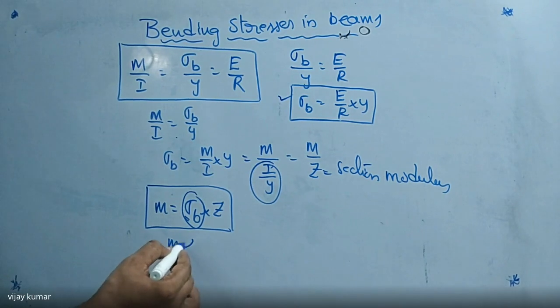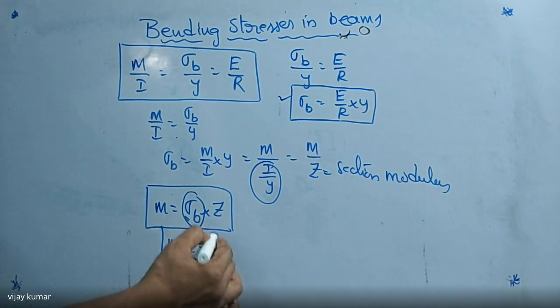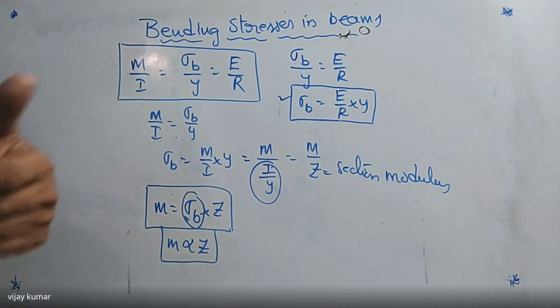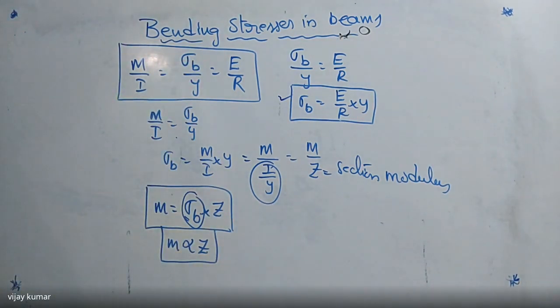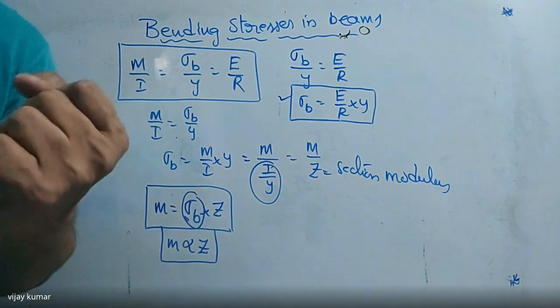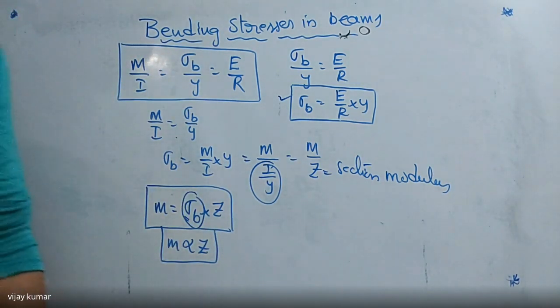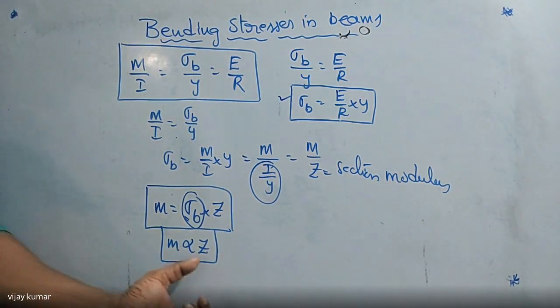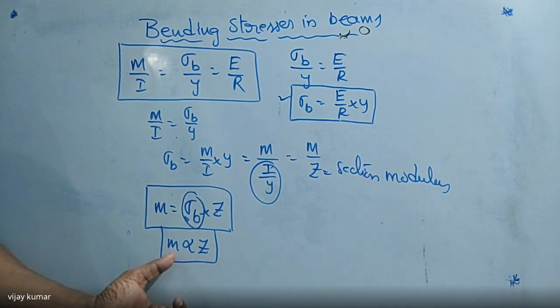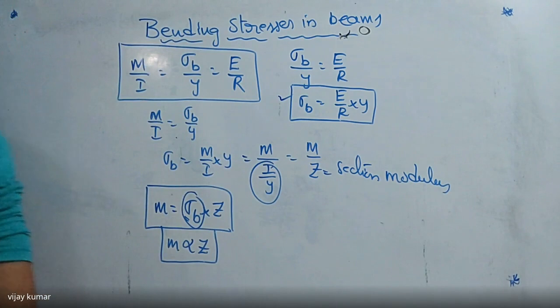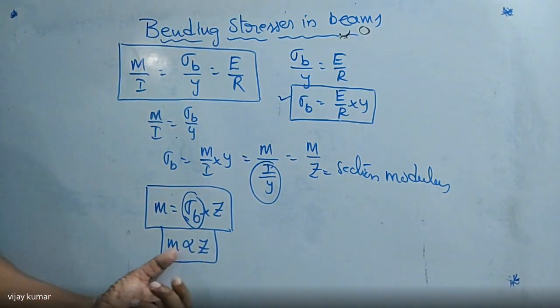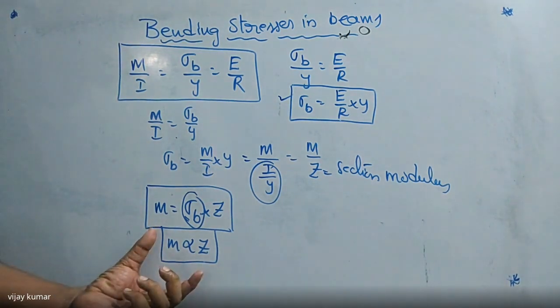So M is directly proportional to how much? Z value. What is M? Moment of resistance. So when the resistance increases, what about the strength of the material? This also increases. So when Z is maximum, automatically M is also maximum. Z is equal to I by Y. So when Y is minimum, Z is maximum. When Z is maximum, M is also maximum. What is M here? M is nothing but the moment of resistance of the material.